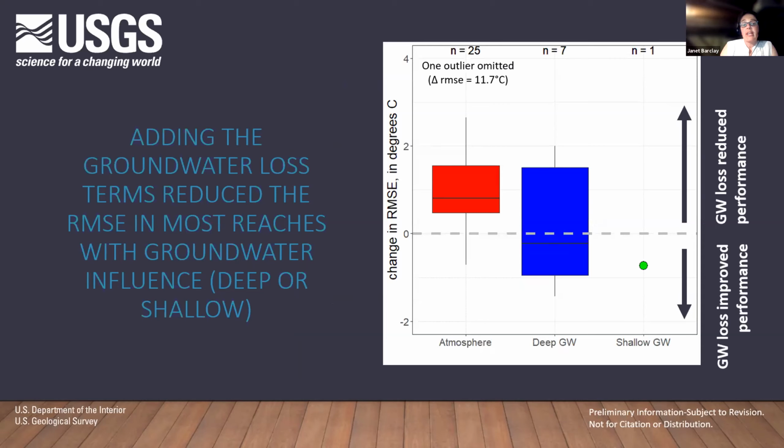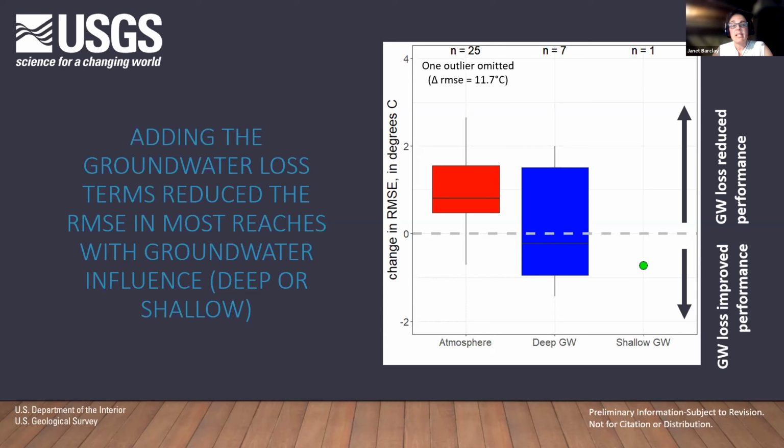What we're looking at here is the change in root mean squared error, that's the y-axis, when we implemented the groundwater loss function for those 3 groups. We have the atmospheric sites on the left in red, the deep groundwater sites in blue in the center, and the one shallow groundwater site on the right. That dashed gray line is the 0 change. Things that plot above that line are places where the groundwater loss function reduced the model performance, and sites that are plotting below that line are places where the groundwater loss function improved the performance.